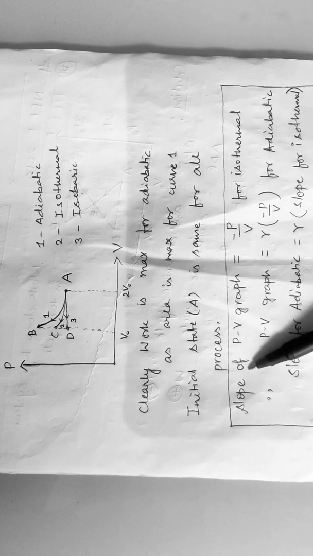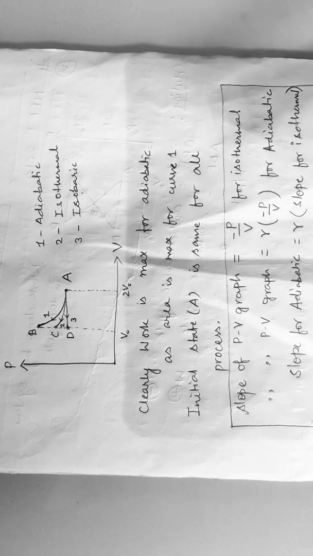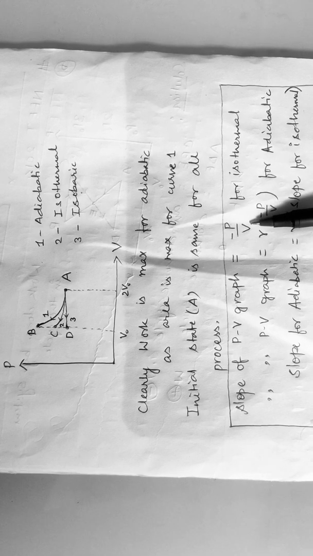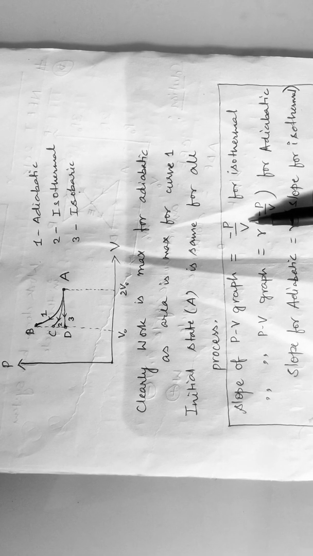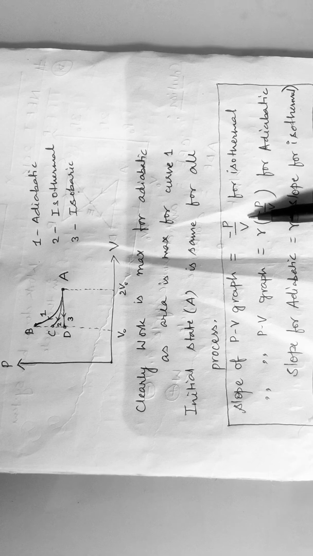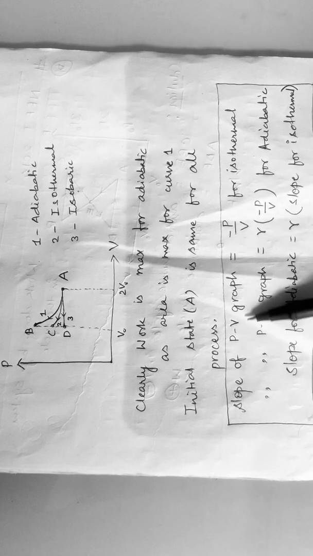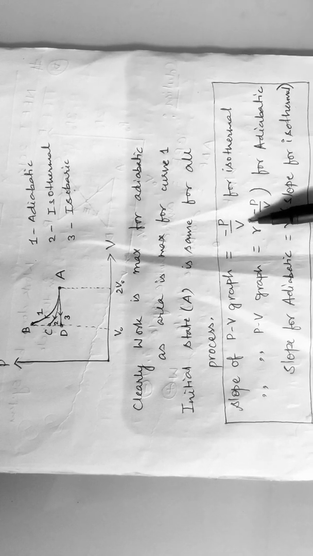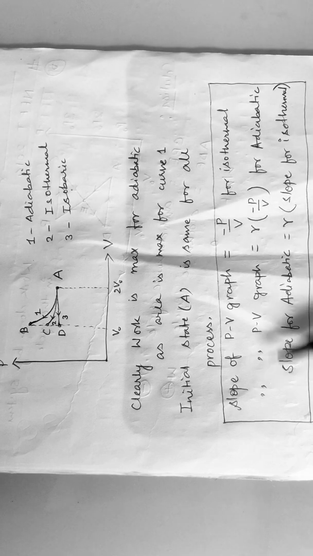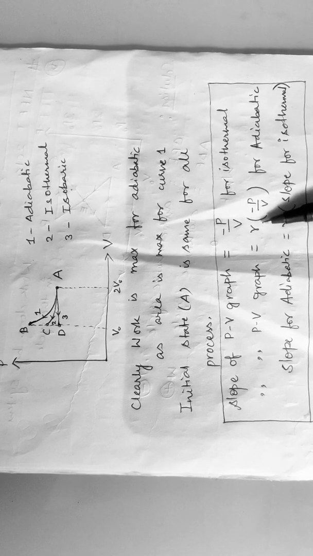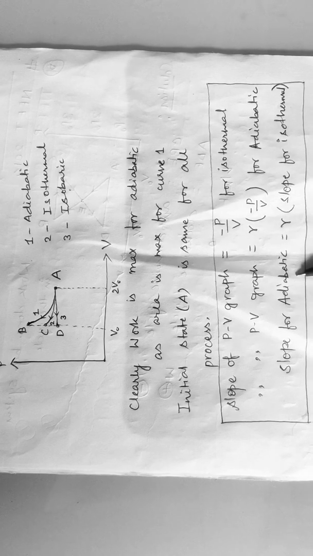In order to understand that, let us look at this information: the slope of the PV graph. Here the slope of the PV graph is equal to minus P by V. This is very important information. Please remember this. How it has come, I cannot explain in this video, but this result is very important. The slope of the PV graph, the indicator diagram, is minus P by V for an isothermal process, but for an adiabatic process it is gamma times, so gamma into minus P by V. So the slope of the adiabatic process is gamma times the slope of the isothermal. It's very clear that the slope of the adiabatic process will be more than that of the isothermal process.